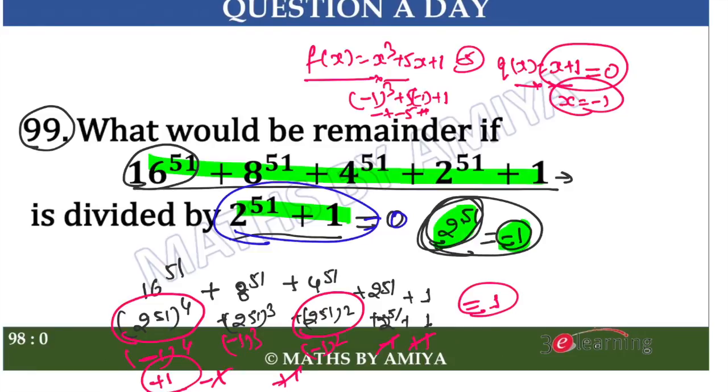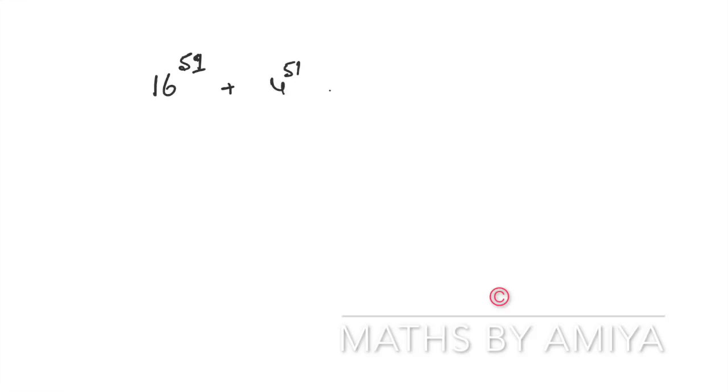So let's practice one more question. If we have, say, 16 raised to power 51, same, 4 raised to power 51 plus 1, divided by 2 raised to power 51 plus 3, what would be the remainder? So this is just like the same. I would say pause the video and solve the question.